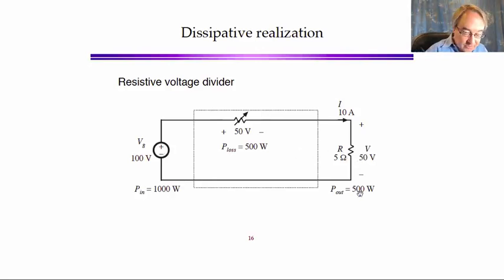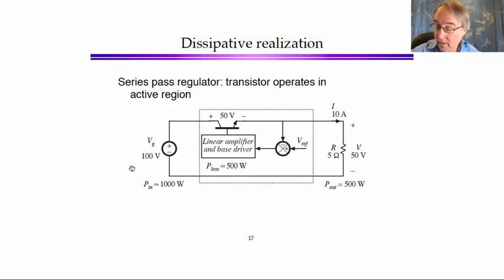Okay, the problem with this is that the same current flowing to the load also flows through this resistor, and the same power in the load then is equal to the power in this resistor. And so we will have our 10 amps flowing through the resistor that has 50 volts across it, so there'll be 500 watts of loss in this resistor. There's 500 watts going to the load, and we draw 1,000 watts out of VG. So the efficiency is only 50%.